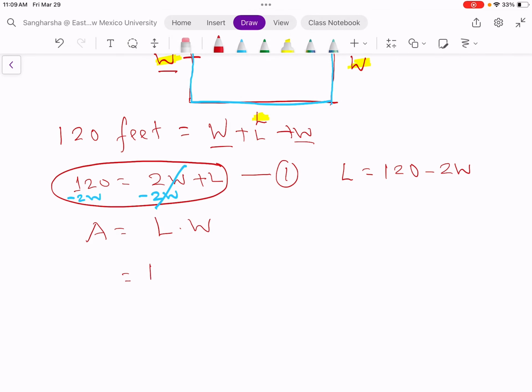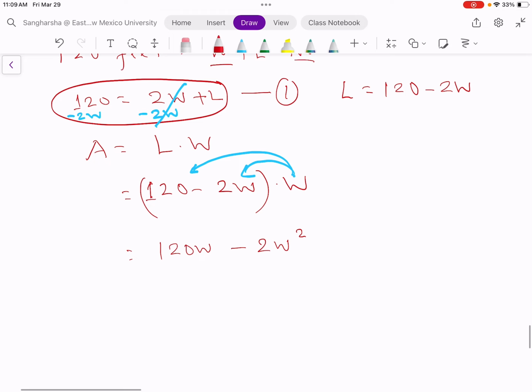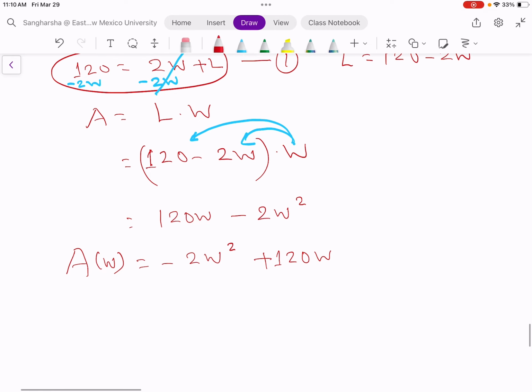In order to find the maximum, we need to have the quadratic expression. Now let's distribute: you distribute W to 120 and negative 2W. So this is W times 120, which is 120W, and W times negative 2W, which is negative 2W squared. I can rewrite this as negative 2W squared plus 120W. So this is area in terms of W. You can also make a substitution for W and have the area in terms of length. So now this is the quadratic function.